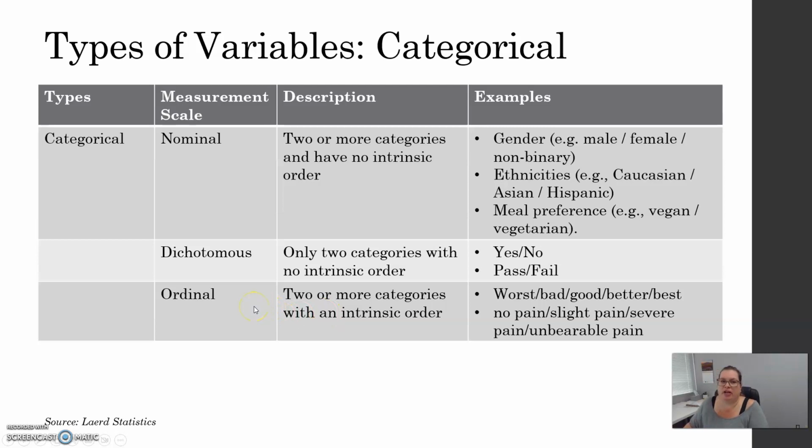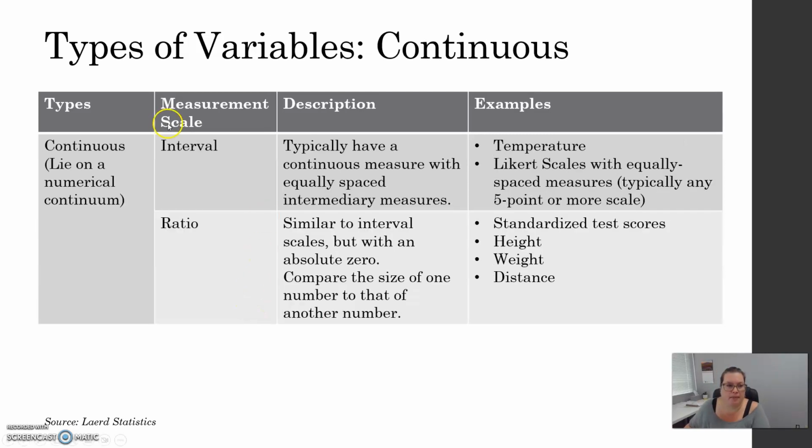Now, the second type of variable is continuous. Okay. And these lie on a numerical continuum. If it is an interval continuous variable, then it's on a continual measure, but it has an equally spaced measure. So think about things like temperature or Likert scales. Anything that's like a 5-point or a 7-point Likert scale is typically considered to have those equally spaced measures. I do want to make a note here.